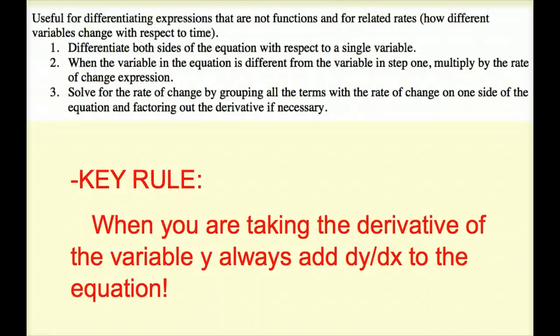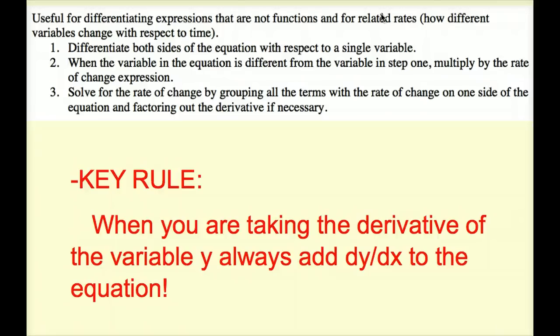So here are the rules that we're going to take a look at. This is on your note guide. Step one says that we need to do this anytime we are not working with a function, and we are also going to do these for related rates, which we are going to take a look at in the next section. The first step is to differentiate or take the derivative of both sides of the equation with respect to one variable. So most of the times we'll do these with the x variable, also with the t variable in the future.